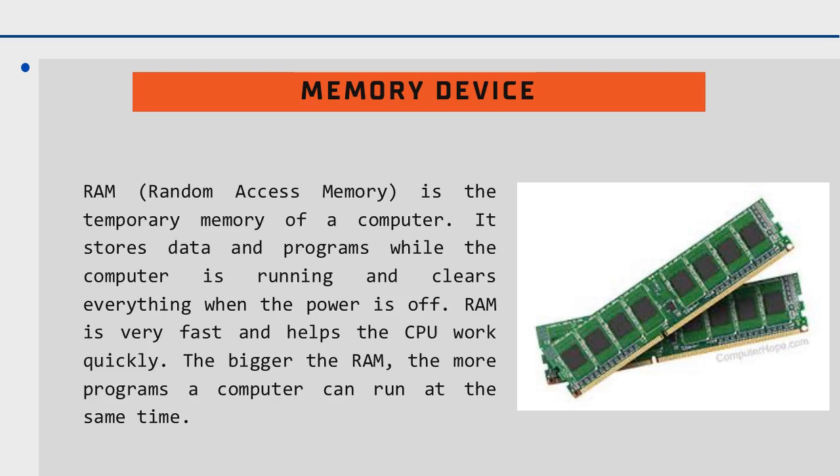RAM or random access memory is the temporary memory of a computer. It stores data and programs while the computer is running. But everything is cleared when the power is turned off. RAM is very fast and helps the CPU work quickly. The bigger the RAM, the more programs a computer can run at the same time.